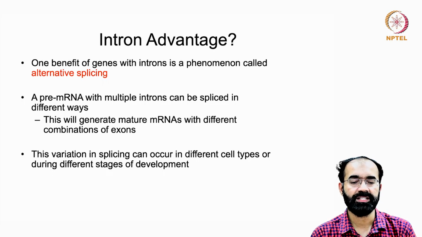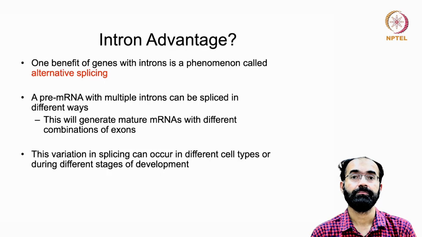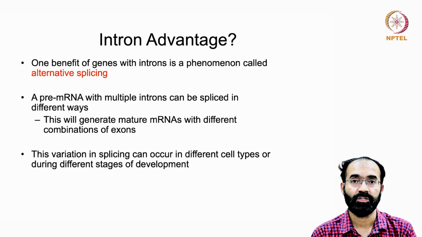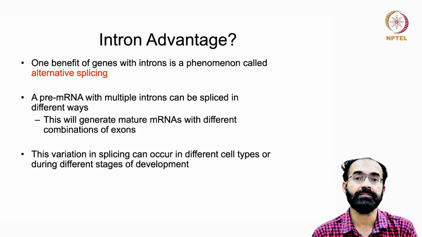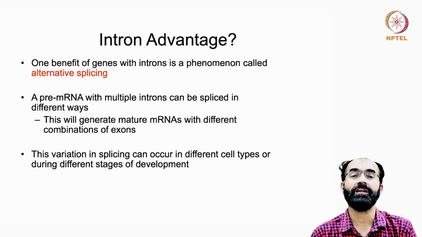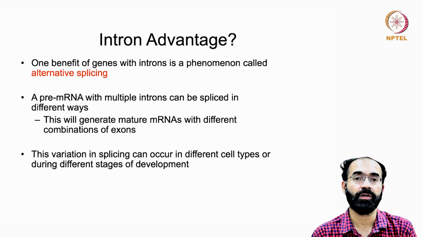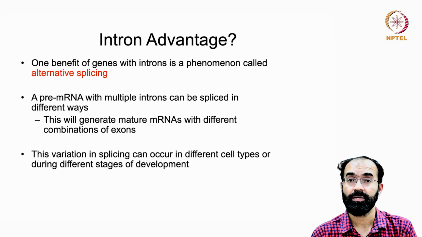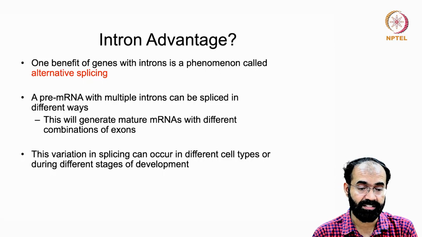One benefit of genes with introns is a phenomenon called alternative splicing. If you don't have introns, you don't have variety. It is just like if you have lots of money, you can spend nicely, but if all you have is 10 rupees, you are limited. Maximum you can have is 1 tea. You cannot think of going for a tour, vacation, etc. So introns give this luxury of introducing diversity.